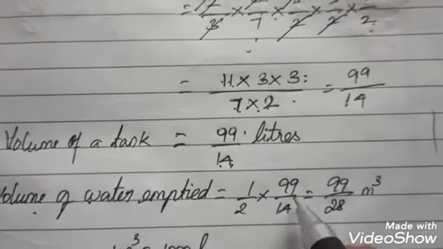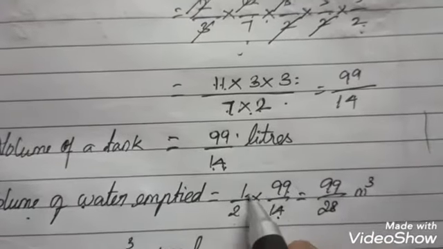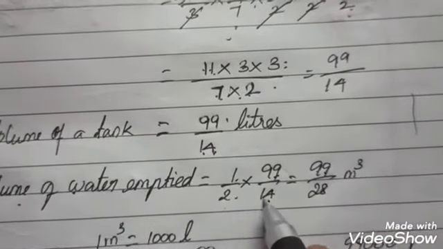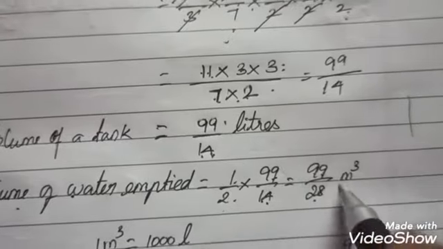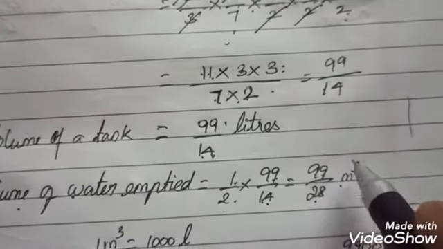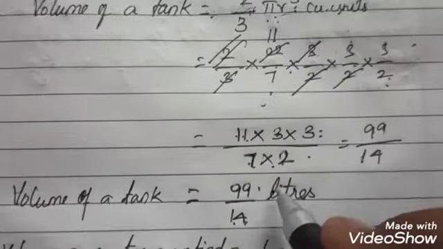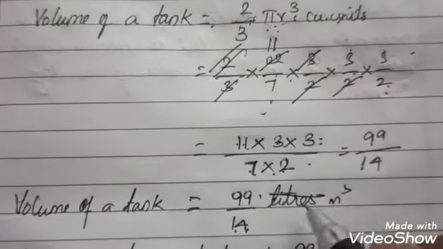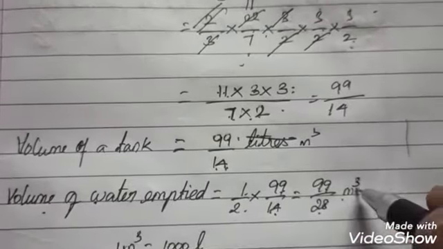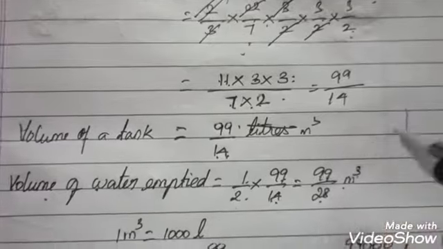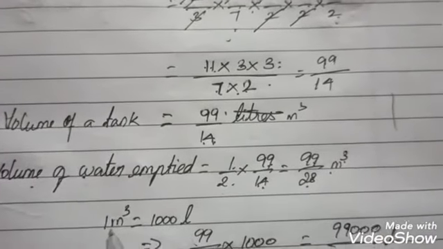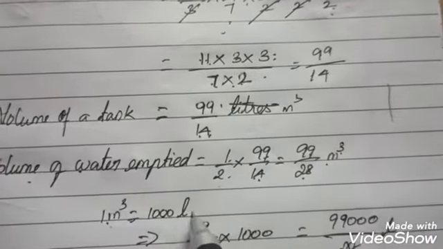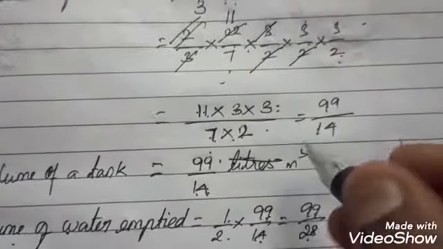So half into 99 by 14, you get 1 into 99, 2 into 14, you get 99 by 28 meter cube. Okay, so it seems to be meter cube. Now it can be calculated into liters. So 1 meter cube is equal to 1000 liters. So how much is the volume?